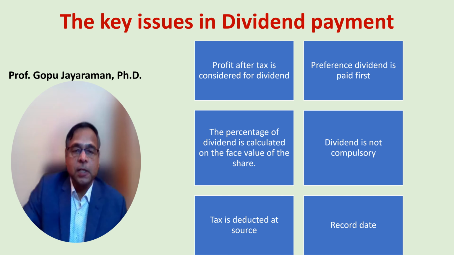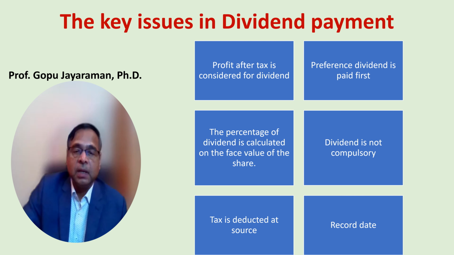The board of directors consider various key issues before taking decision for dividend payment. The key issues considered are presented here. Let us see the key issues one by one. After deducting all expenses, provisions and corporate tax, the profit after tax is calculated and this profit after tax is considered for the dividend. Firstly, the preference shareholders will receive the dividend as per the agreed ratio and then the equity shareholders will get dividend.